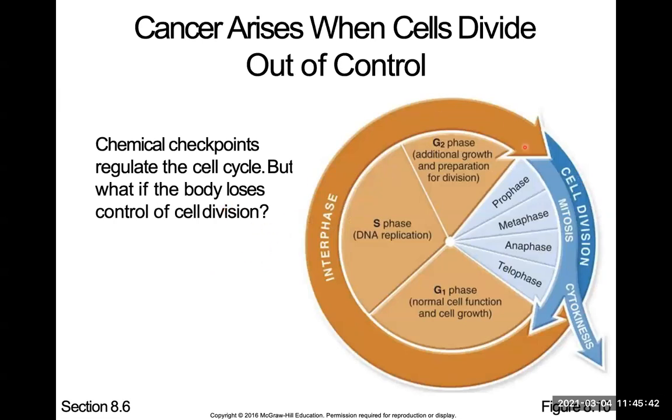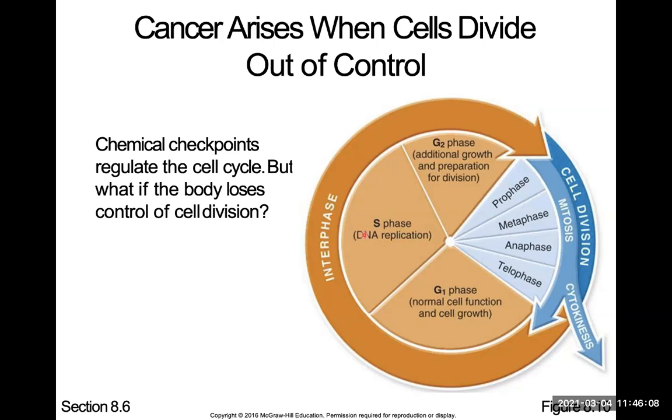So what's happening during these different phases? There are checkpoints. So just to make sure that everything is happening in the correct order, the correct bases or nucleotides are being added. But every now and then your body makes a mistake and it loses the control of cell division. So that's cancer.